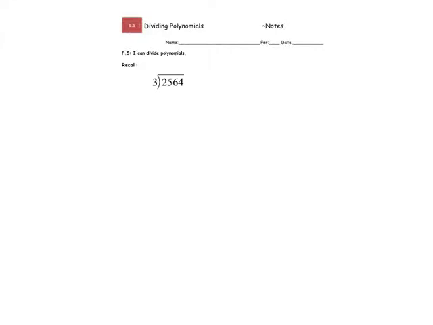Okay, the next thing we're going to do is divide polynomials. This comes from standard F5, which says I can divide polynomials. So we're going to take 2,564 and divide that by 3. I'm going to write this a little bigger.